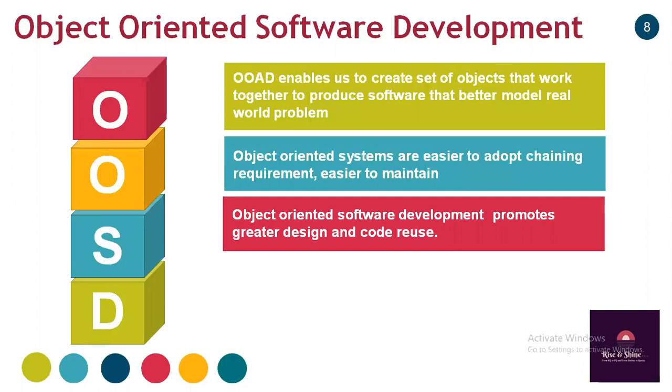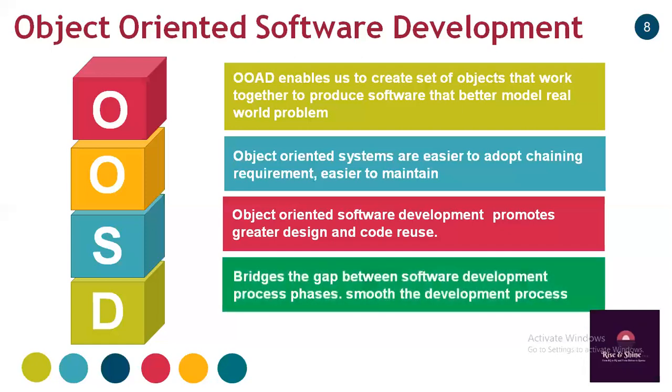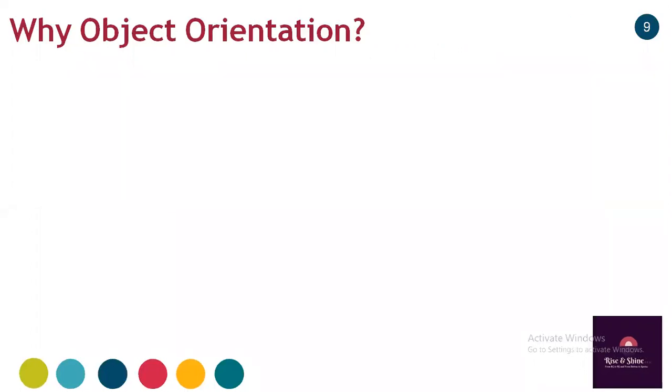Inheritance means, as you already learned in second year, developing new things from old ones. That is, we are developing new classes and new objects using old classes, or whatever classes we have. So it promotes reusability, and it bridges the gap between the software development process phases. A smooth transition is there from analysis to design and from design to implementation. So this is all about object-oriented software development.